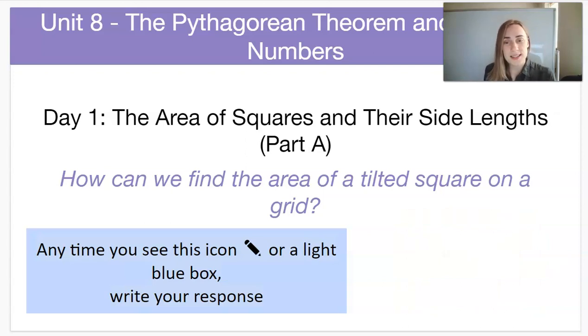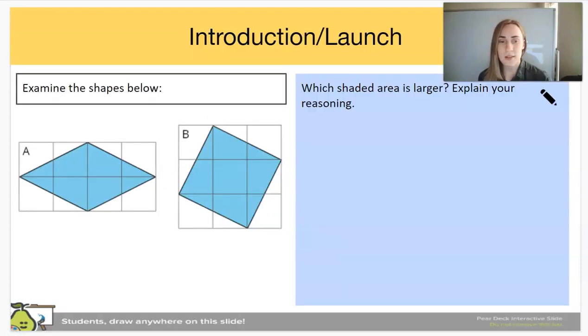As we work through this lesson, come back to that question, how can we find the area of a tilted square on a grid? Come ahead with me to slide A for our introduction/launch.